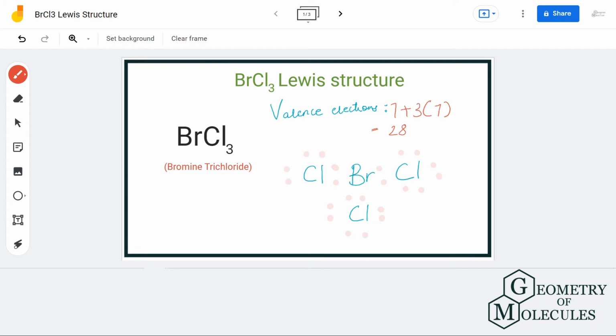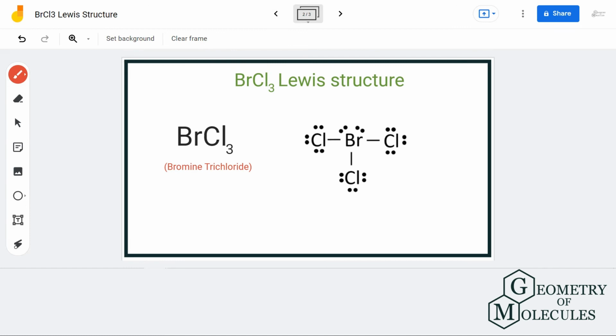And now we are left with 4 more valence electrons, and if you can see here, the bromine atom already has 6 valence electrons, and it just needs 2 more to have a complete octet. But as it is an exception to the octet rule, it can accommodate more than 8 valence electrons, and that is the reason that we are going to place all our remaining 4 valence electrons on the bromine atom itself. And hence this is the Lewis structure for BrCl3.